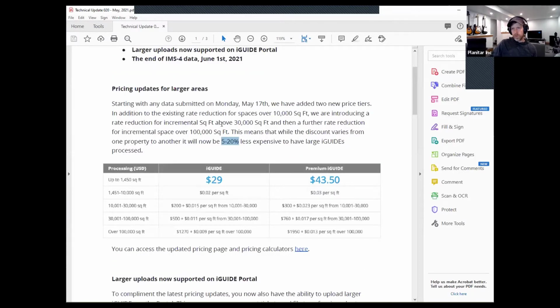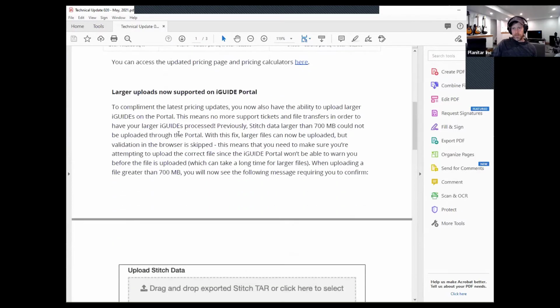So yeah, new price break. What a thing to lead with, right? Reduced prices. Everybody likes that. Now, one of the cool things to go along with this is that larger properties tend to have more data, so that just means more scans, more data to send into the iGuide portal.